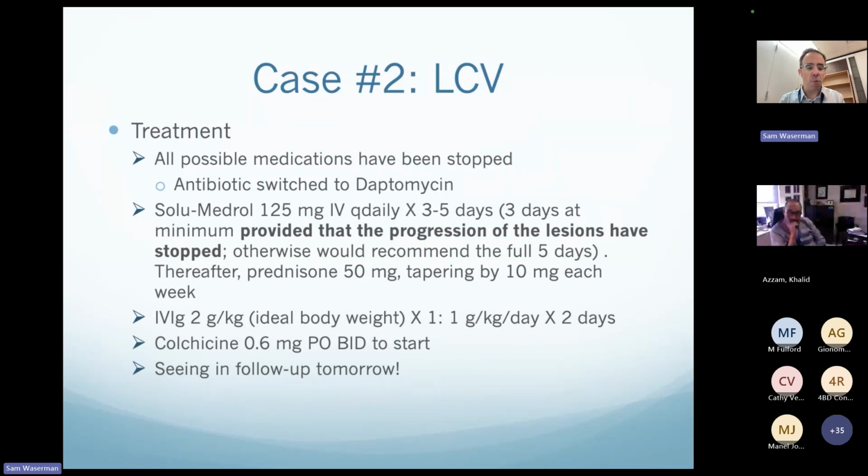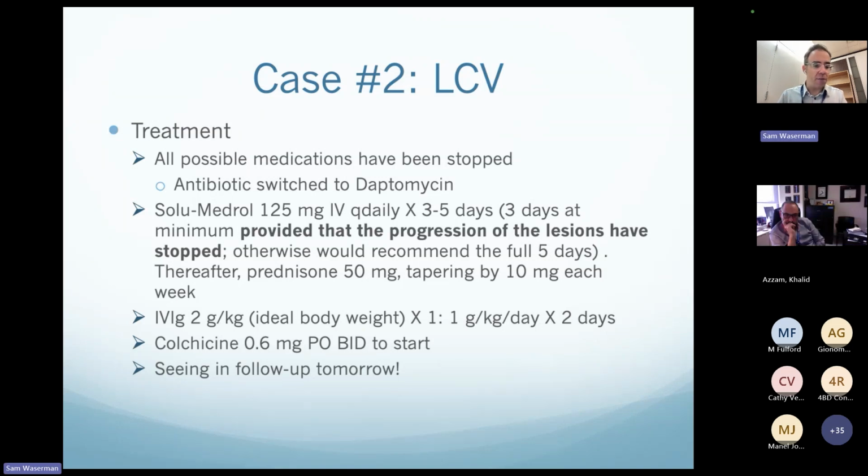And I recommended a prednisone taper of 50 milligrams daily for a week, and then tapering by 10 milligrams each week. Also, while she was admitted, because of the extent of her skin lesions and edema, I figured IVIG just as an adjuvant, a pretty benign treatment, 1 gram per kilogram. Again, it's ideal body weight per day for 2 days.